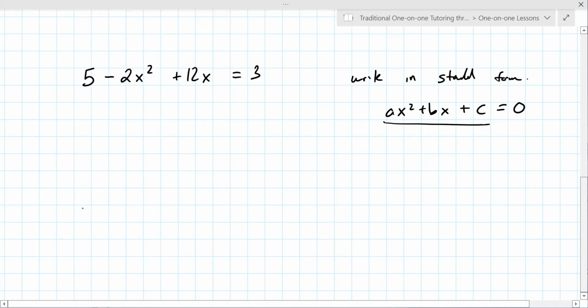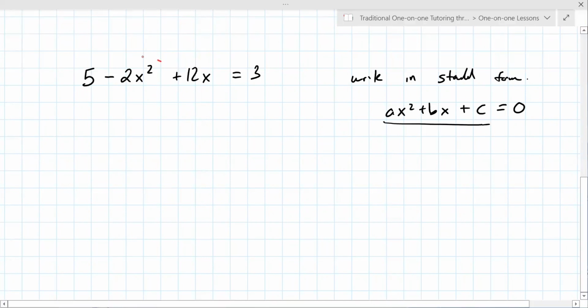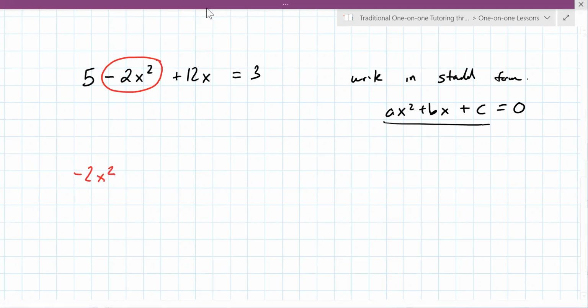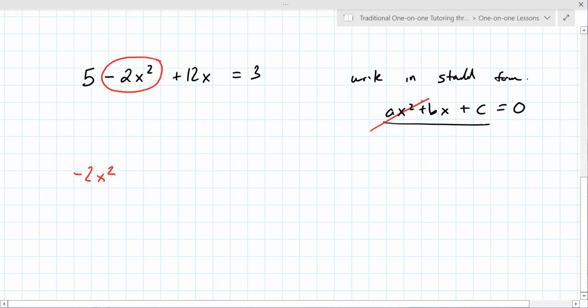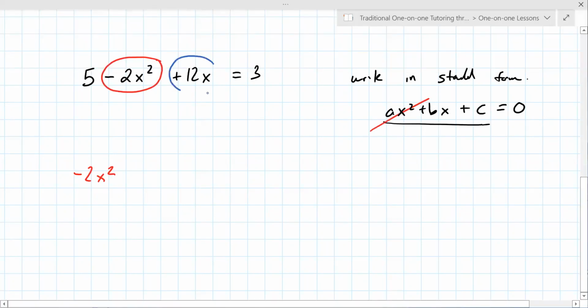Okay, so it's very different than what we did in the last problem. So let's start with the first term. So minus 2x squared, that's okay. So right, you're gonna write that minus 2x squared. And then that takes care of the ax squared. Like you got that one done. The bx is plus 12x.